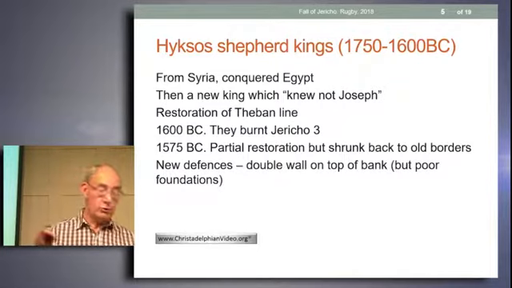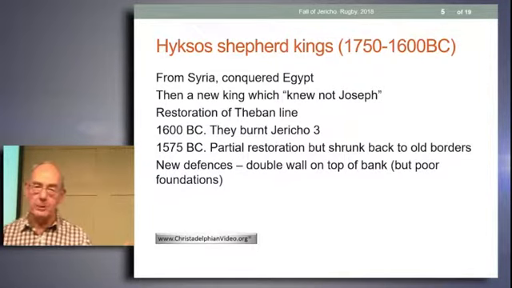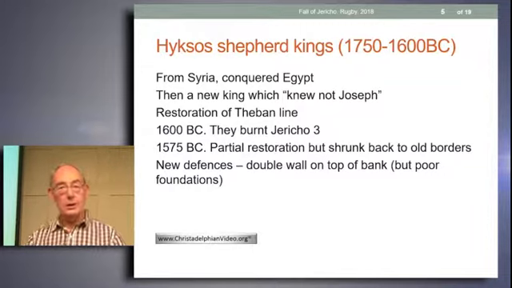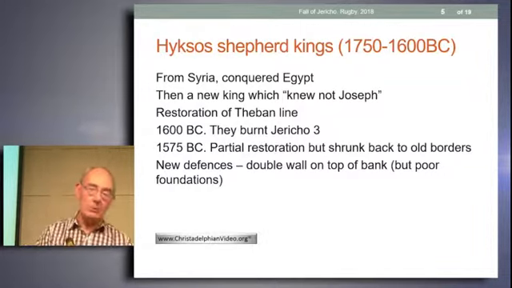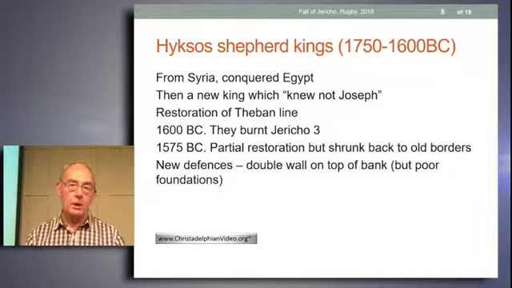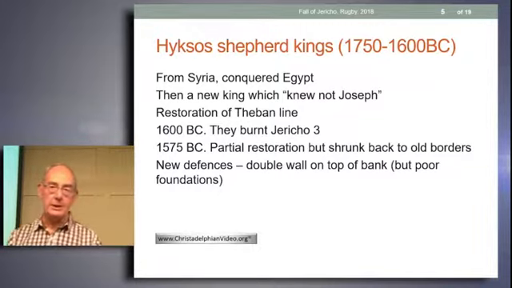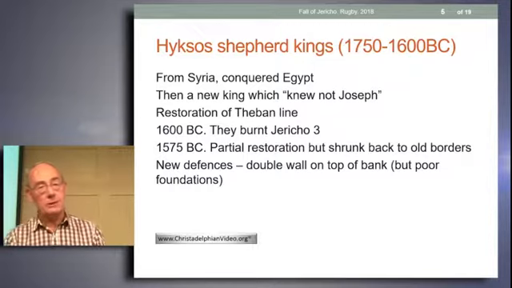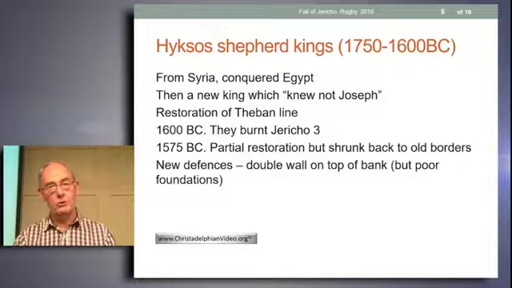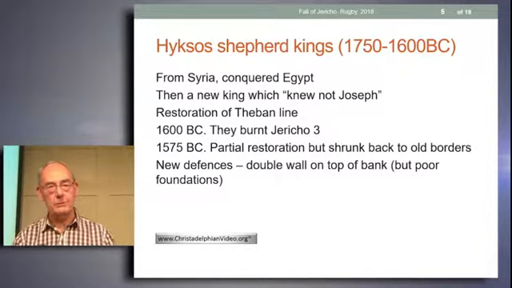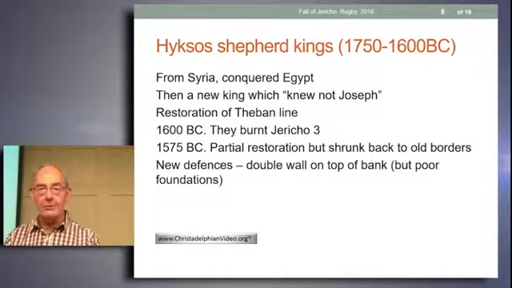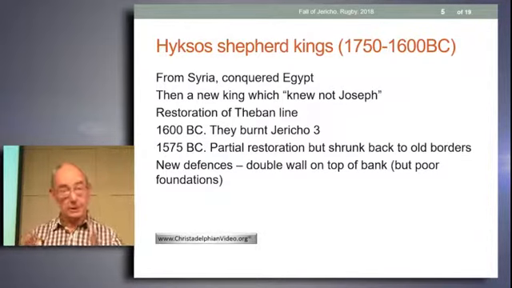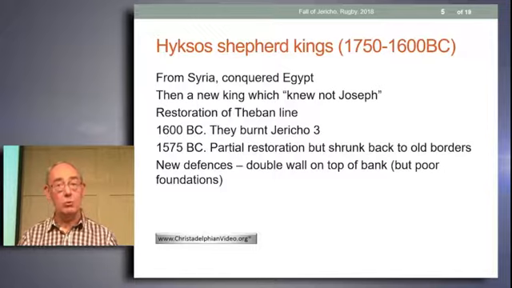Now they also, although they shrunk the city, and I'll show you a picture of it in a minute, they did build another wall, an inner wall, with the idea of improving the defences. However, the Garstang team found that the foundations of this second wall were rather shaky. They weren't very good foundations. The inner walls were actually stronger than the outer wall. And also they tended to build houses against that outer wall.